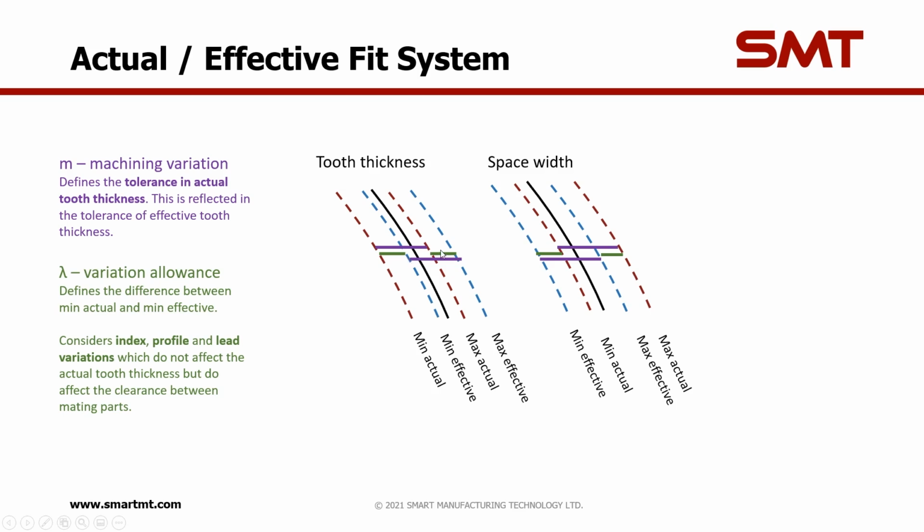Okay, and then with the green, as you can see represented in a few places, this is the variation allowance. Pardon me, that defines the difference between the minimum actual and the minimum effective, or the maximum actual and the maximum effective, and so on. And this is considering the form deviations, the manufacturing deviations that we were talking about. So the index, the profile, and the lead variations. So these do not affect the actual tooth thickness, but do affect the clearance between those mating parts.